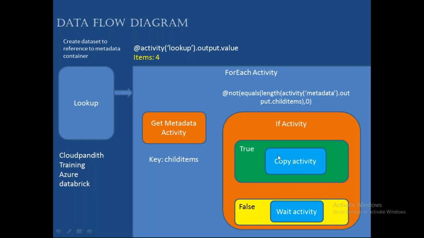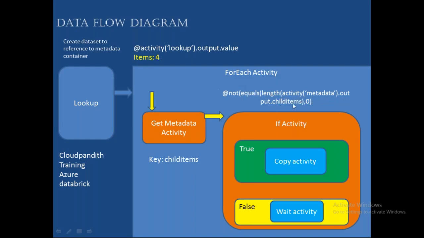Okay, basically you will have a copy activity and a wait activity. This is the flow. Now let's say you have 4 items. First I have passed the first item to get metadata, meaning Cloud Pandit I have passed. What happens now? This get metadata will go into Cloud Pandit and it will check whether we have any items in it. If we have any items, those items I will check in the if activity. In the if activity, I'm going to check the condition.